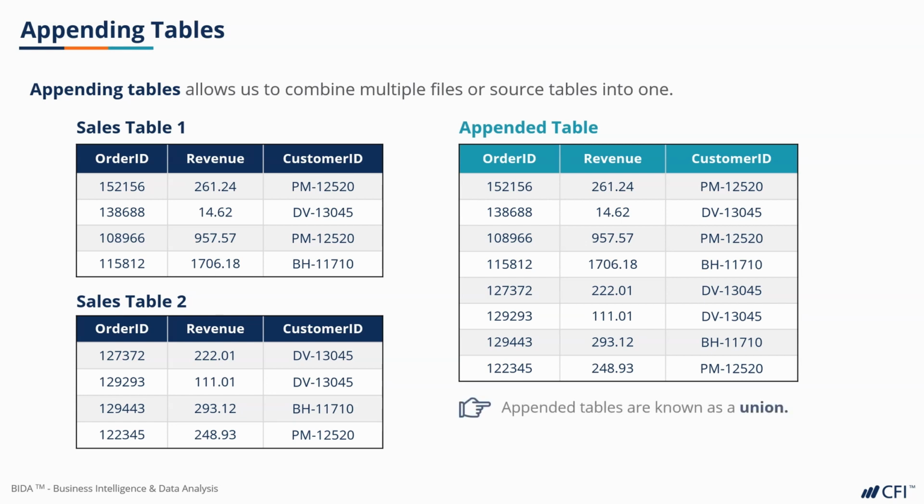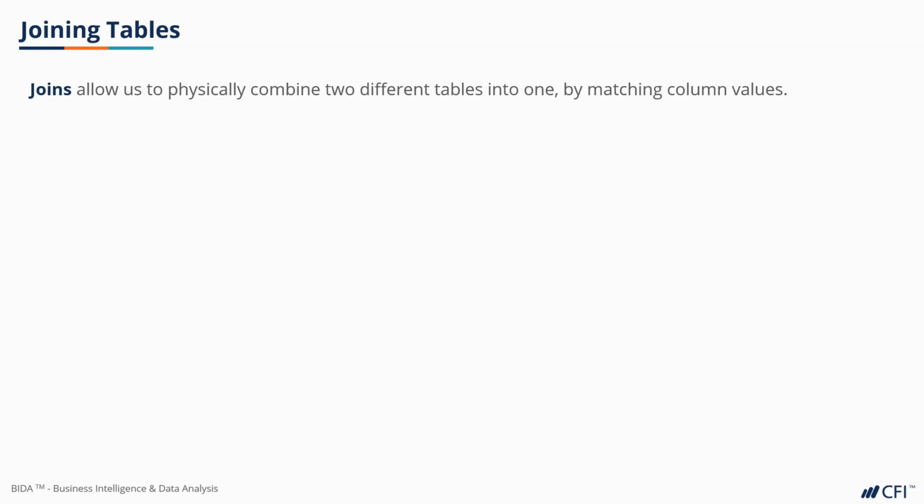Appending tables is also known as a union. And for this to work, generally the input tables must have the same column names and the same data types. The second method we have is to join tables. Joins allow us to physically combine 2 different tables into one by matching column values.